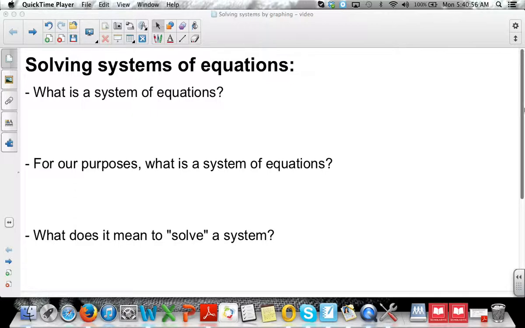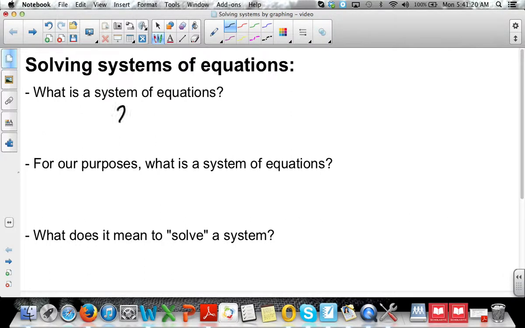That means it's two or more equations that you're looking at. It could be 3, it could be 4. We're going to focus on just 2 equations. And it can be any kind of equation. It could be a linear equation like what we've been doing. It could be a quadratic equation, which we'll get to. So a system of equations would be 2 or more equations.